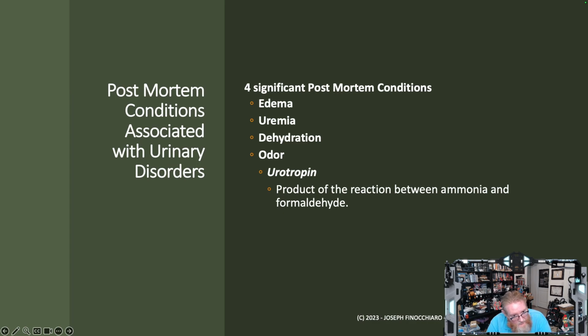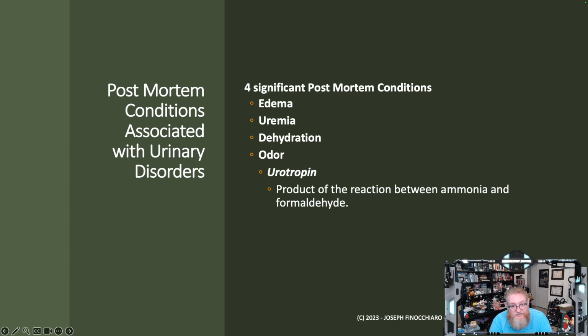Dehydration, which with uremia is kind of a problem because, of course, if you are injecting stronger percentages or higher indexes, you are at increased risk of dehydration. So you want to make sure that you are picking and choosing the proper higher index or higher concentration chemicals. Odor, which can be masked to a certain extent, and urotropin, the product of the reaction between ammonia and formaldehyde. In essence, it creates a compound that will accelerate decomposition.